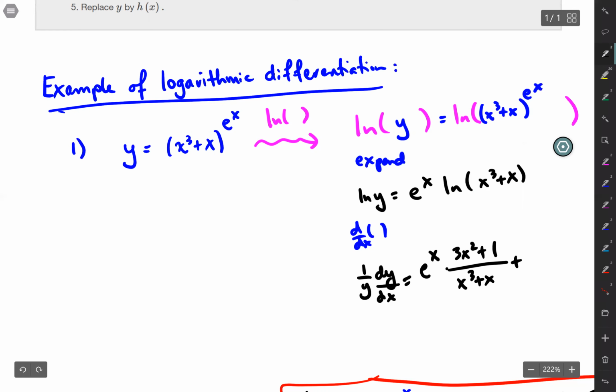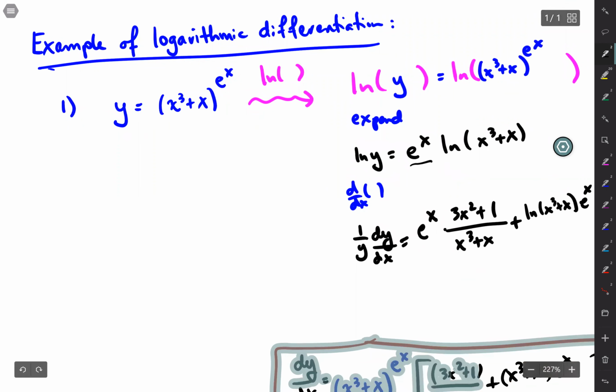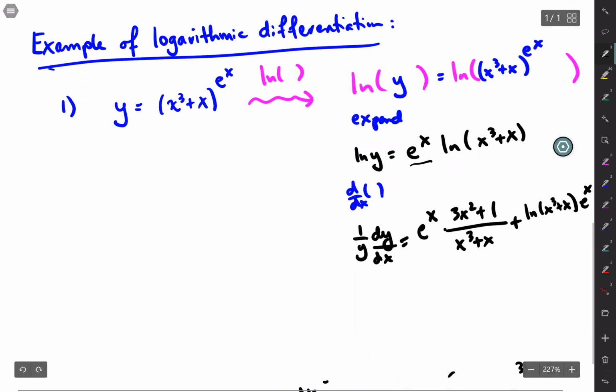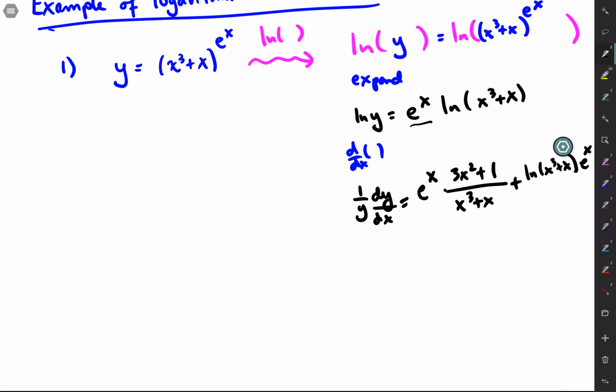Okay, plus the derivative, or then you do the second times the derivative of the first. Well, the second is ln of x cubed plus x. Then the derivative of the first was e to the x. The derivative of e to the x is e to the x. So now, looking at this, we have 1 over y dy dx is equal to this nasty expression over here, which is e to the x times 3x squared plus 1 over x cubed plus x, plus natural log of x cubed plus x times e to the x.